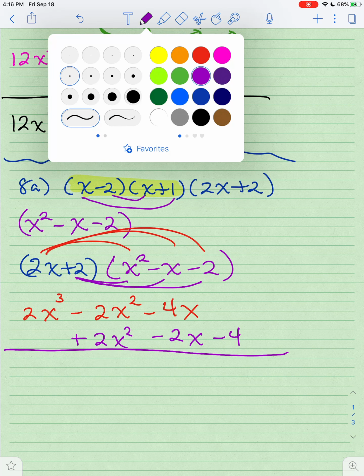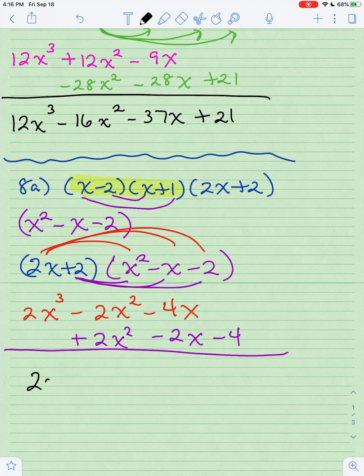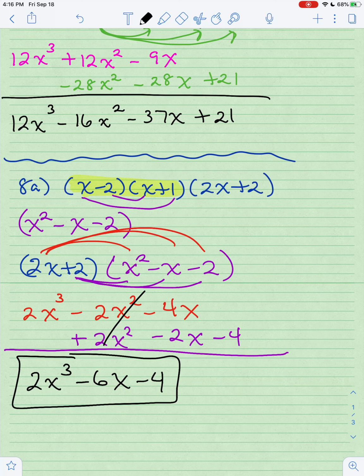Now we're going to add all of our terms together, and we will get a final answer of 2x to the third. And in this case, we have some terms dropping out. The 2x squared and the negative 2x squared are actually gone. And we'll get negative 4x minus 2x is negative 6x, and minus 4 for our final answer. So here was a case where we did end up with the trinomial answer.